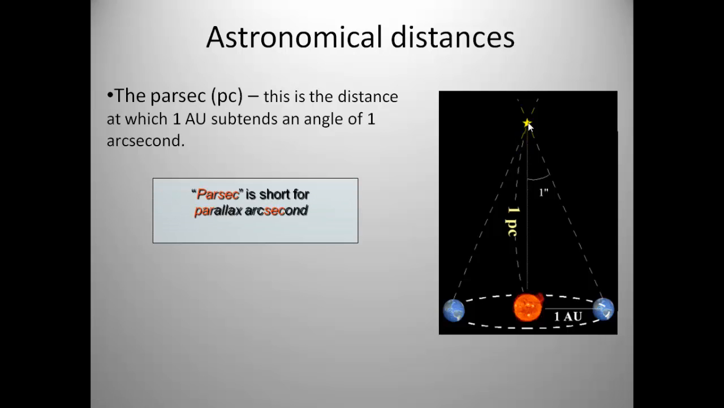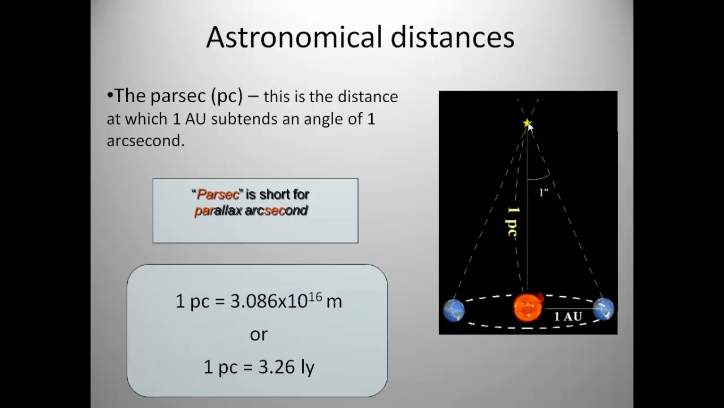So parsec is short for parallax arcsecond. 1 parsec is 3 times 10 to the 16 meters, or roughly 3.26 light years. And it's basically defined by the radius of the Earth's orbit, or 1 astronomical unit, having an angle of 1 arcsecond.